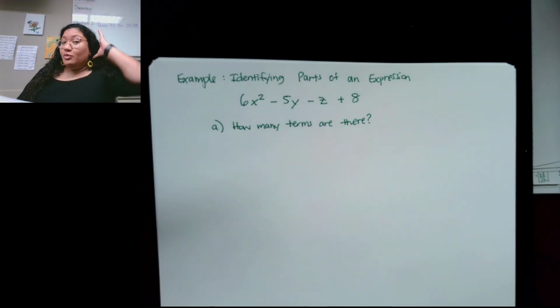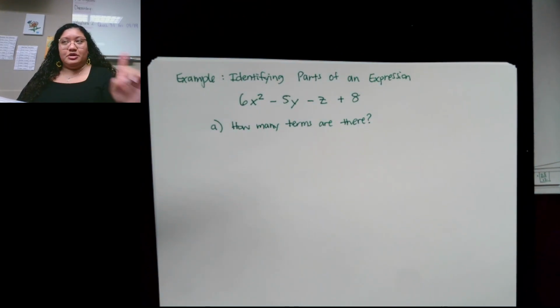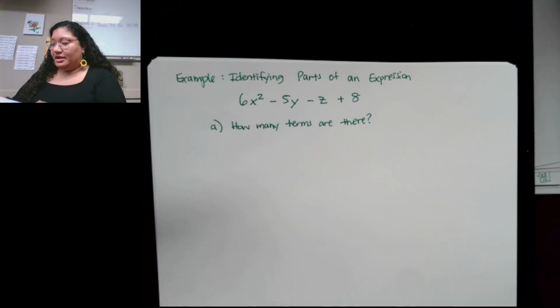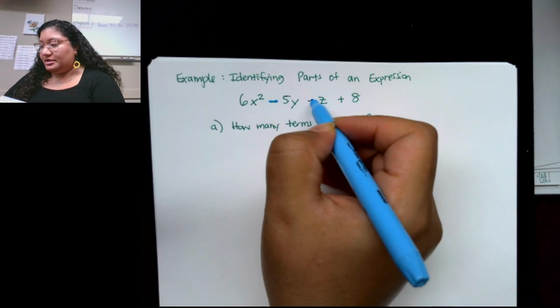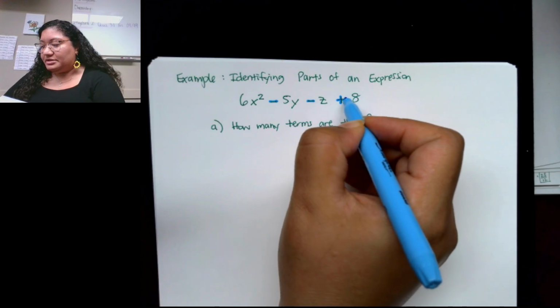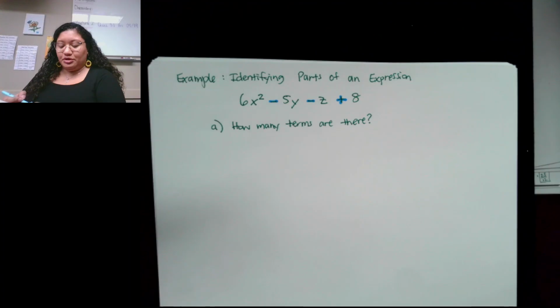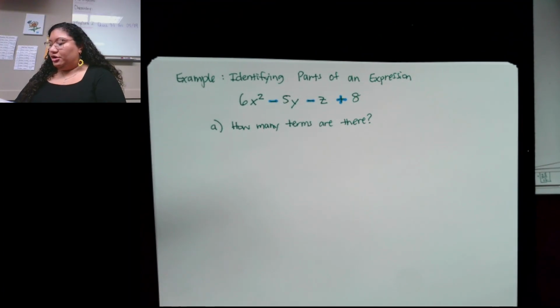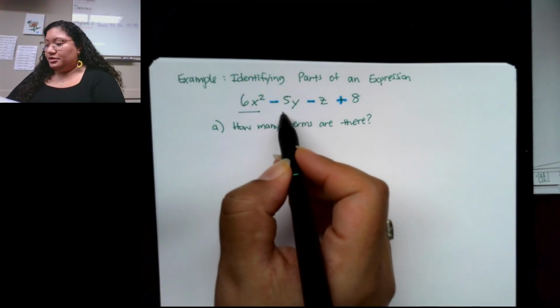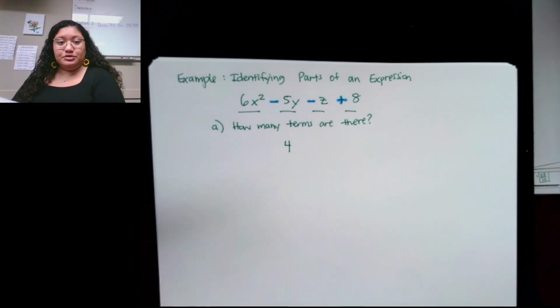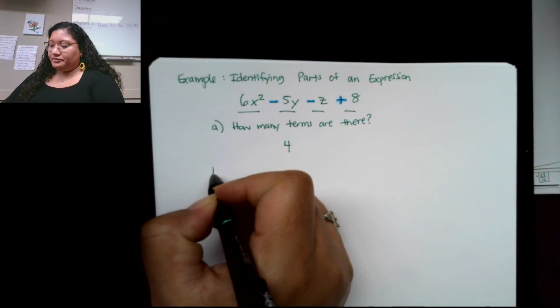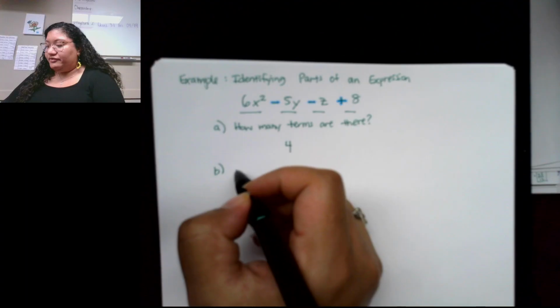So remember, what separates two terms from one another? Terms are separated by a plus or minus sign. So I'm going to look for where I have a plus, where I have a minus sign. Here is my minus sign, here's my minus sign, here is my plus. So each of those terms are going to count. So I have 1, 2, 3, 4. I have 4 terms. Do you all see that? Now my next question. What are the coefficients?